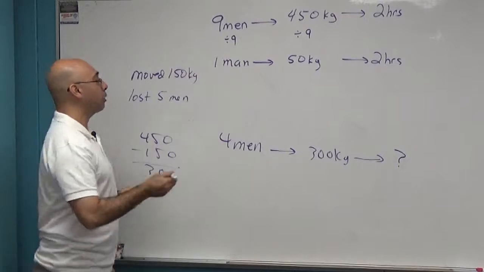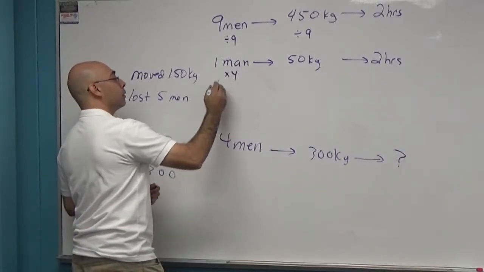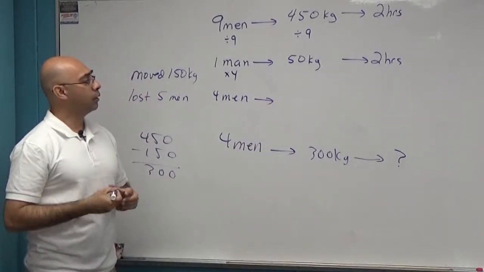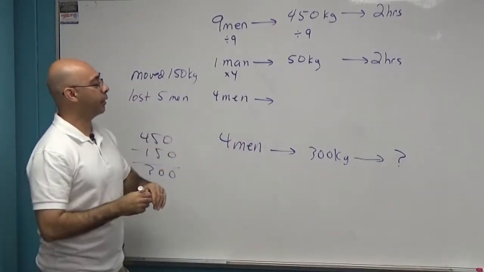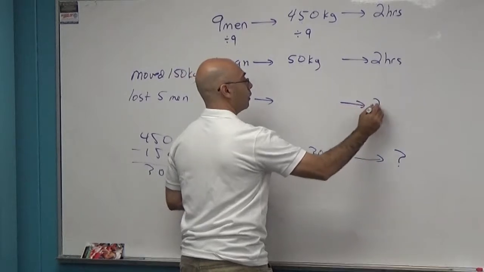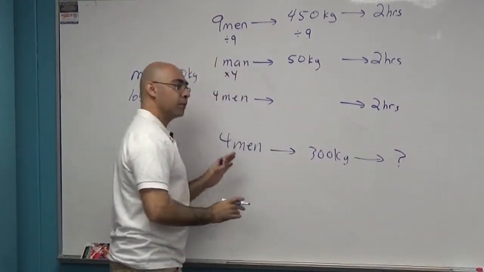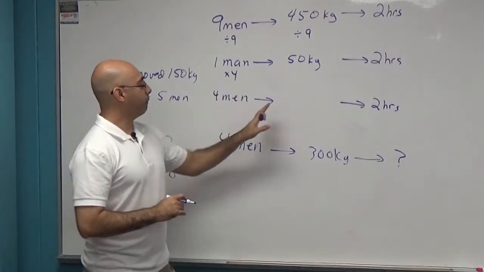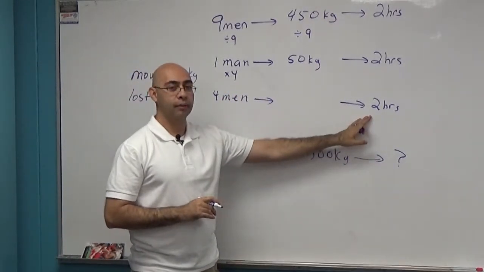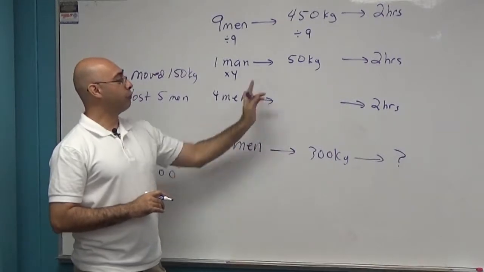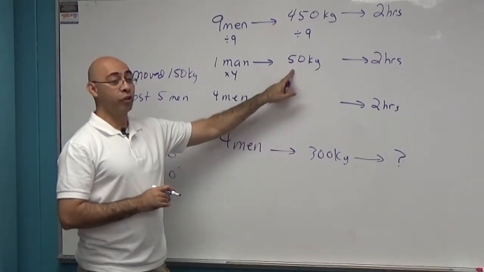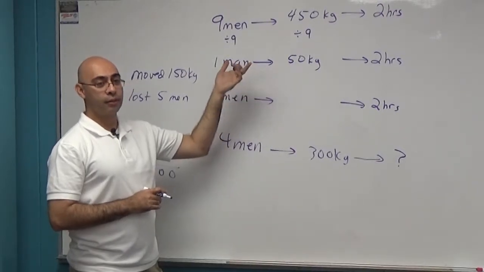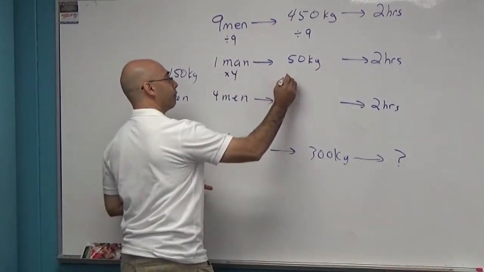Multiply by 4. So you're saying multiply this by 4. So we got 4 men, and we're keeping the time the same, basically. Because when it comes to these ratios, you can only mess with 2 things at a time. So if it's going to take 4 men 2 hours to get work done, is it going to take 4 men 2 hours to move 50 kilograms? No. They would have to move more to have the same amount of time.